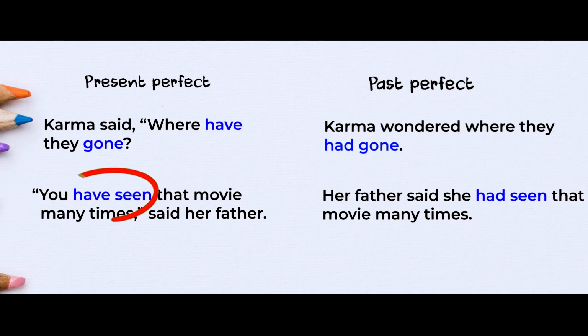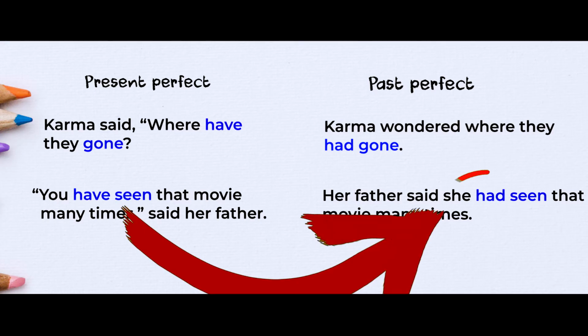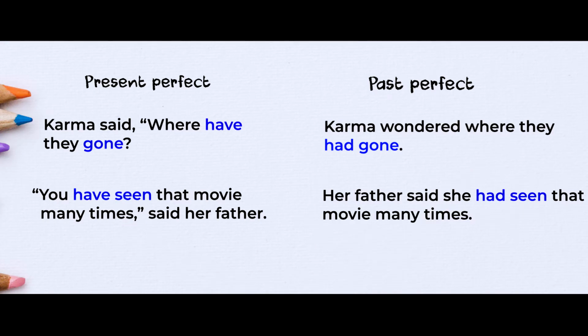Have seen in direct speech changes to had seen in indirect speech. So have seen is present perfect, changes to had seen in past perfect. The same rules apply here.